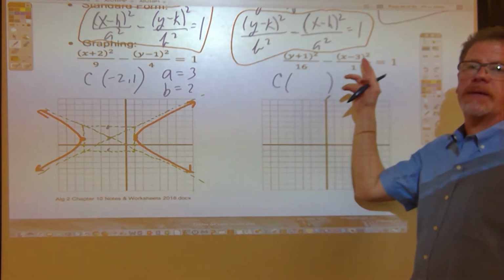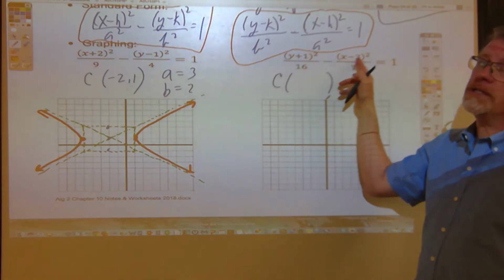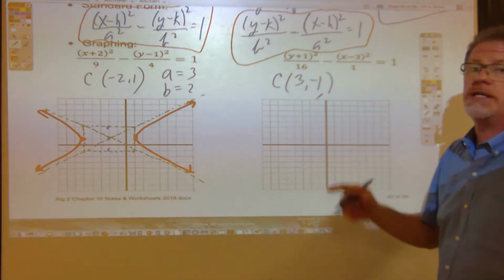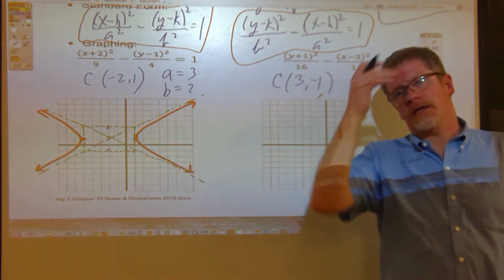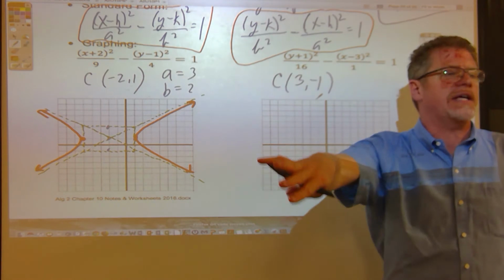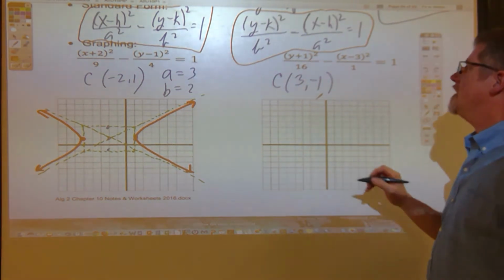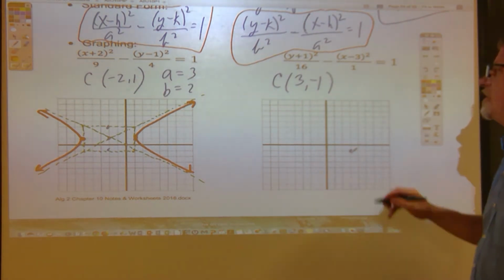You said -1, 3, right? It's actually switched because the h is always linked with x. So watch out for that. It's actually 3, -1 is the center. Very common mistake to make. The center is always at h, k. So in this case, 3, -1, let's plot that point.